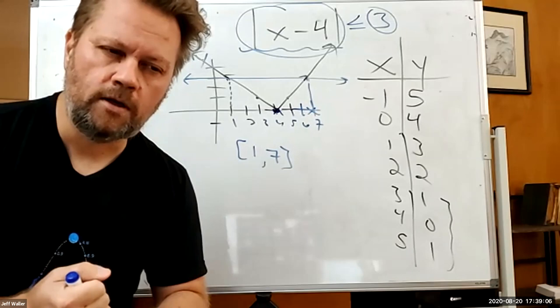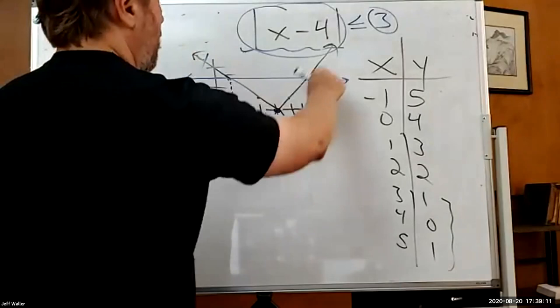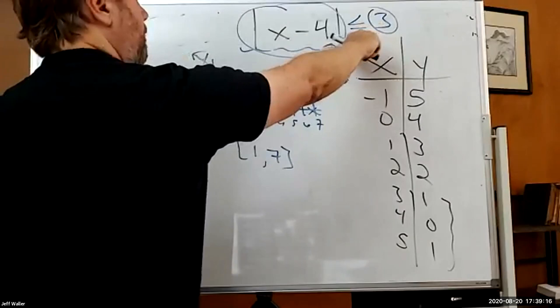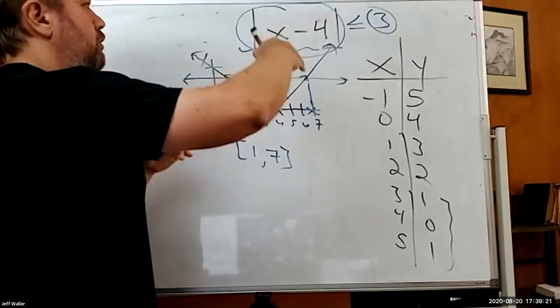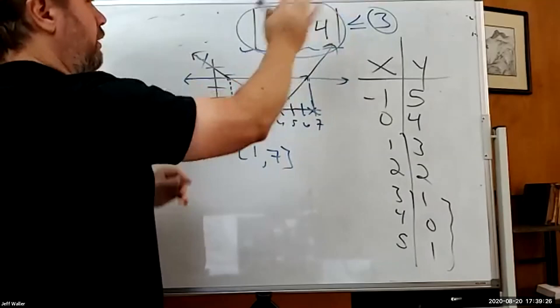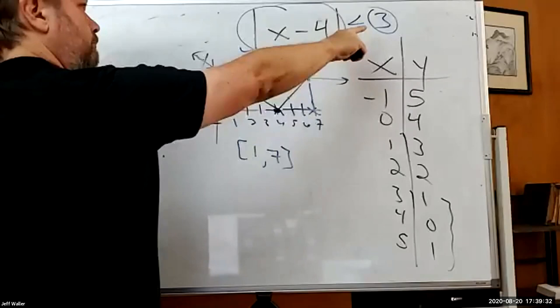Okay. So do you agree with me that this black line is this function? Yes. So where is this black line at most 3? That's all that's saying. I think you're trying to put too much into it. I've already graphed this, there it is. So who cares that it's absolute value? I can see the graph. Where is that graph below 3? From 1 to 7.